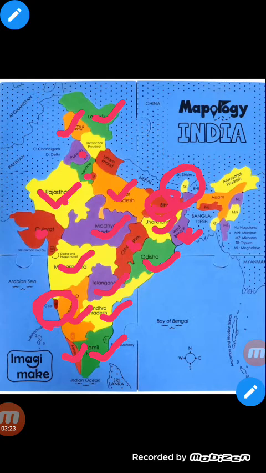Now we will talk about the eastern states of India. So the eastern states here, this is the east of India. First of all, we will talk about Arunachal Pradesh. After that, Nagaland, Manipur, Mizoram, Tripura, Meghalaya and Assam. These are the 7 eastern states, and we can also call them the 7 sisters.